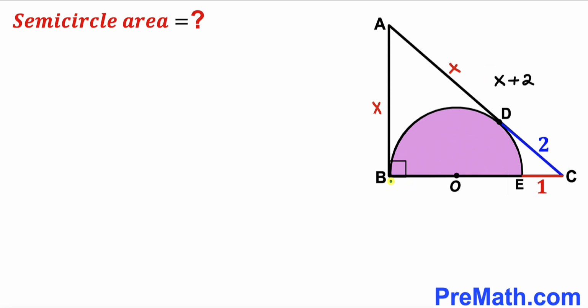Now we can see that this OB is the radius of this purple semicircle, so I'm going to label this one as lowercase r. Then this OE is going to be radius lowercase r as well. Therefore this whole side BC is going to be r plus 1 plus r, that is going to give us 2r plus 1.